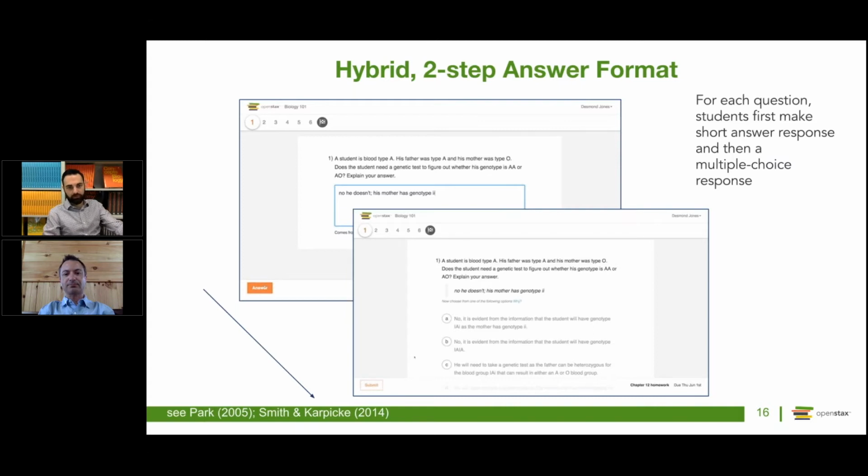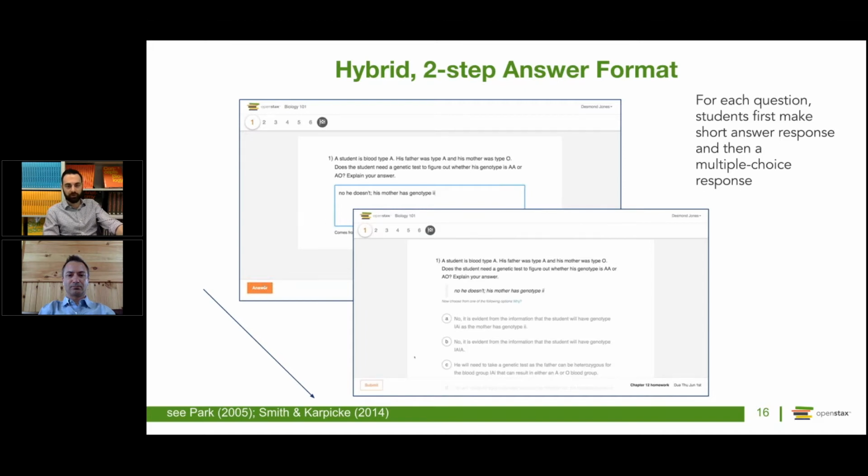What we've done is we've decided to implement what we call a hybrid two-step answer format. And this hybrid format was developed by a guy named Park in 2005. The way that this works is it's essentially taking short answer questions and multiple choice and smooshing them together. So for each question, you first get it presented in the form of a short answer question.